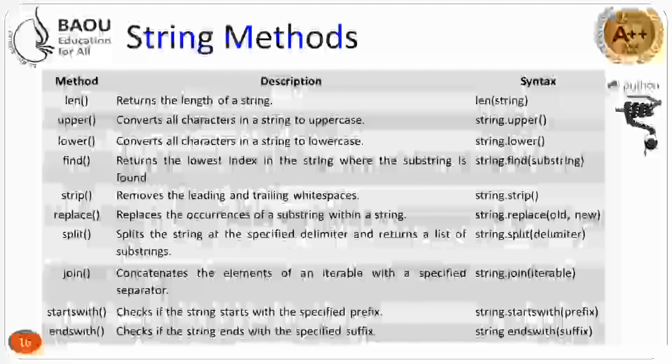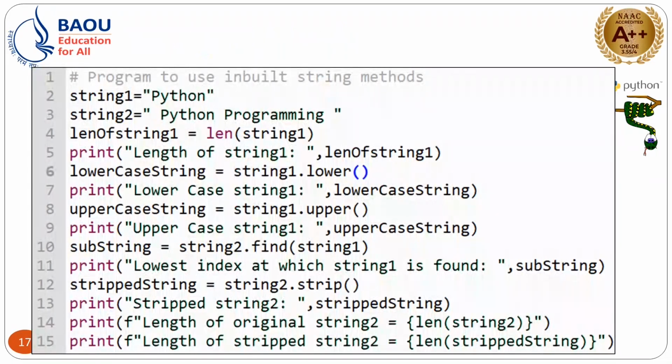So these are the different basic inbuilt operations or methods you can see. We will see one example. Here string 1 we have mentioned Python, and string 2 is Python programming. Observe one thing here: in Python programming, the leading space is there as well as the trailing space.